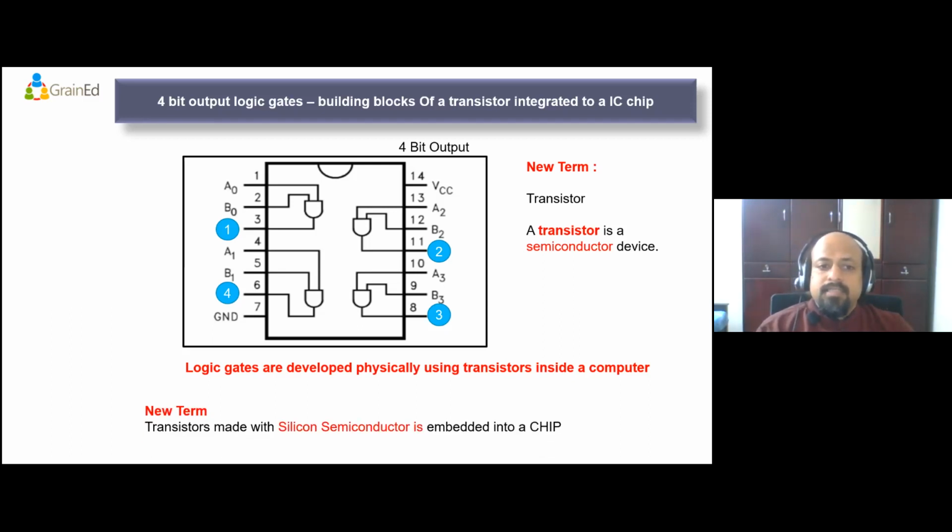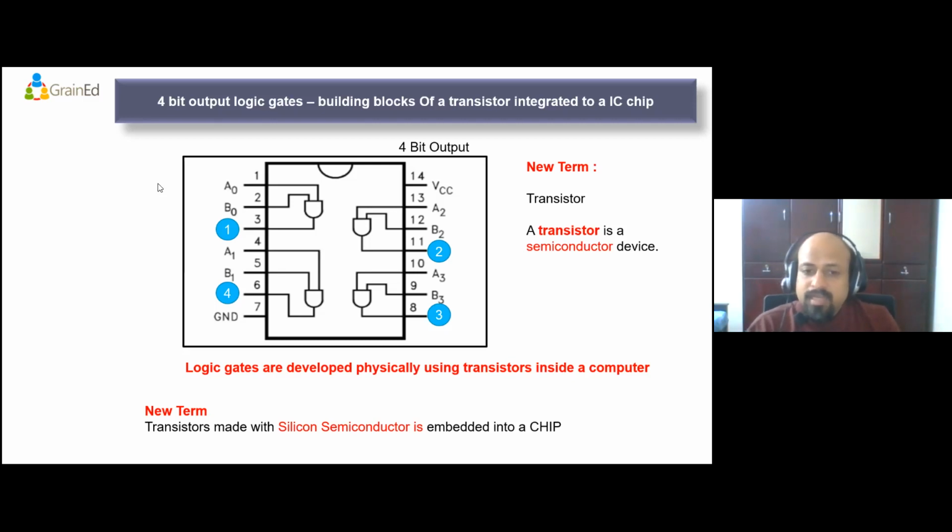So transistors are made with silicon semiconductor, and that is embedded into a chip. Oh, I'm introducing one more thing, right? That's a new term, transistor made with silicon semiconductors embedded into a chip. All those new terms. It's getting complex, right? Earlier we talked about binary numbers. Before that we talked about RAM, ROM. Then it is built using electronic gates, and for that we have used mathematics. And now we are coming to physics, and now to chemistry also.